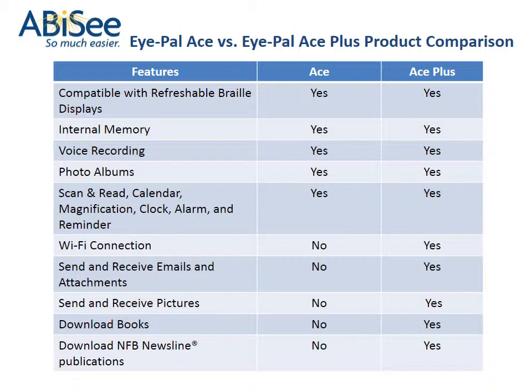Wi-Fi connection, ACE Plus only. Send and receive emails and attachments, ACE Plus only. Send and receive pictures, ACE Plus only. Download books, ACE Plus only. Download NFB Newsline publications, ACE Plus only.